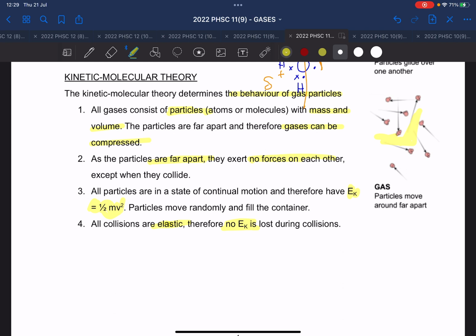Any questions? Do you know what an elastic collision is now? Yes. So the molecules collide, but no kinetic energy is lost. It's only transferred from the one to the other one. Good.